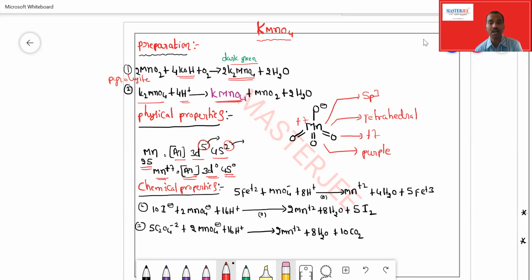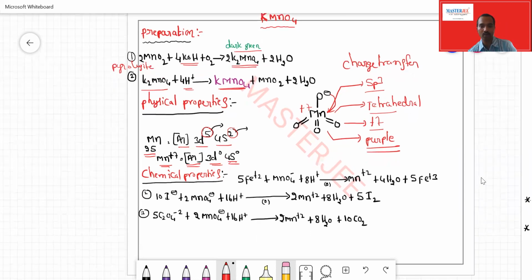But because of charge transfer from oxygen to manganese, it exhibits purple color. That is a very, very important point to remember here. Once again, manganese has sp3 hybridization, a tetrahedral shape, and a +7 state in potassium permanganate, and it is purple in color. Why is it purple even though it has no d electron? Because of charge transfer from oxygen to manganese. That is the reason.